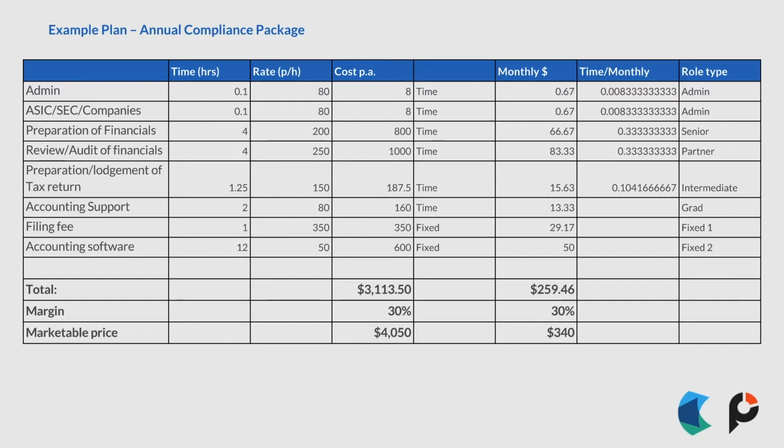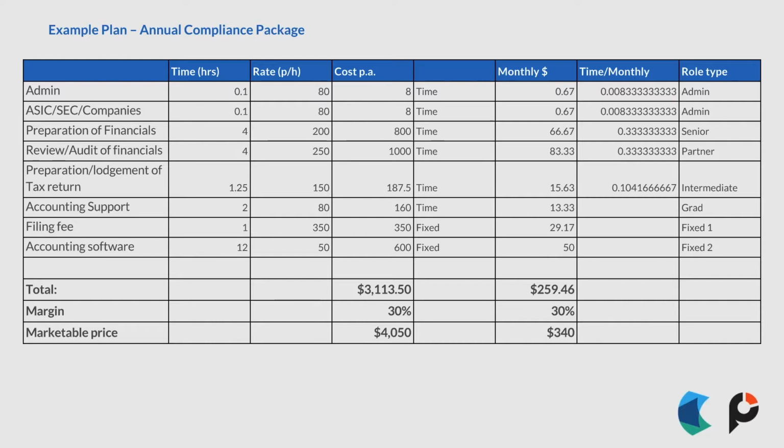And you can see we put a 30% margin in there, so the total per annum is 3,113. Monthly it's 259, which means the marketable, and that's our wholesale. I keep talking about wholesale. That's our wholesale. Our marketable price is $4,000 or $340 per month, and this is everything that client gets within that. So it's the software, the lodgements, the financials, audits, reviews, everything.